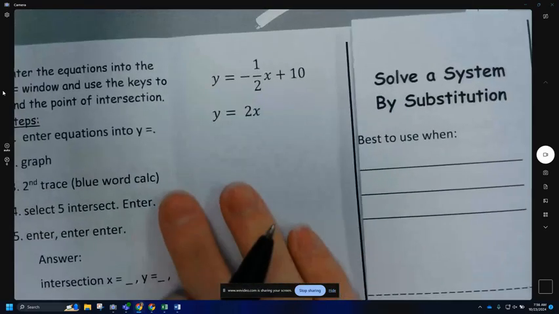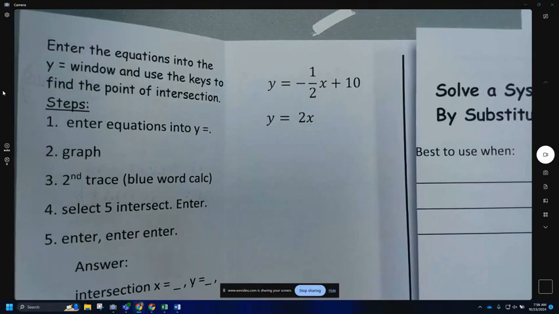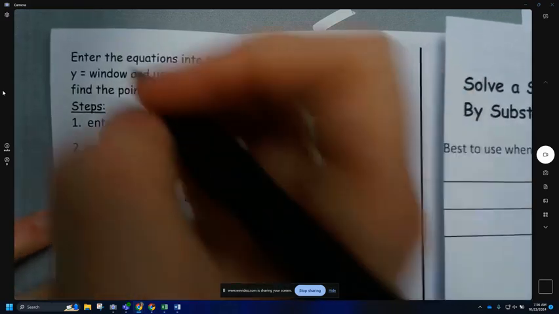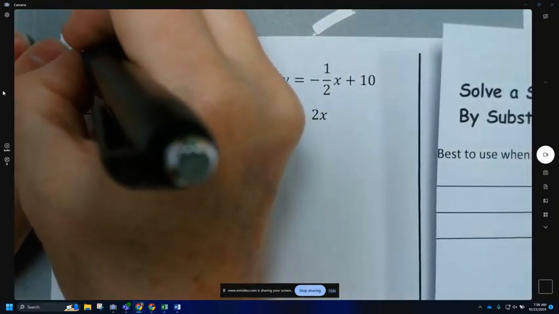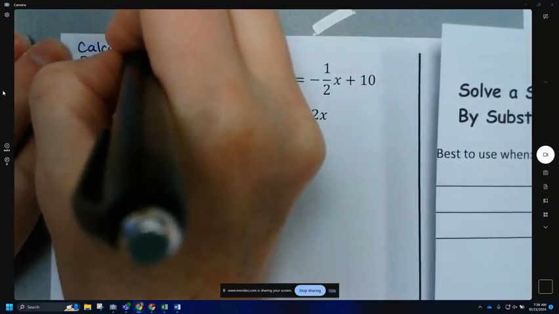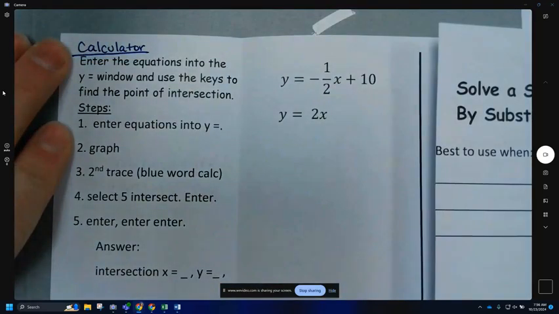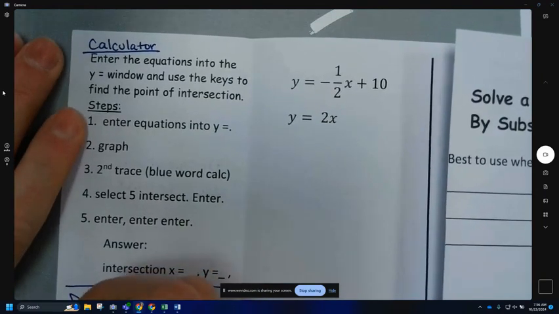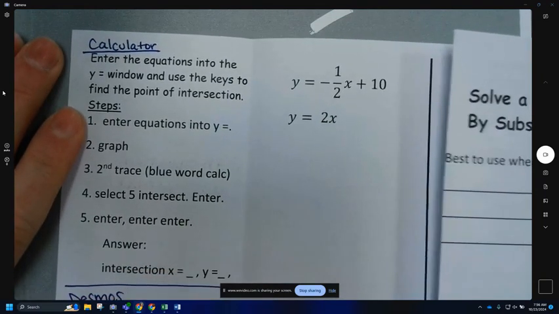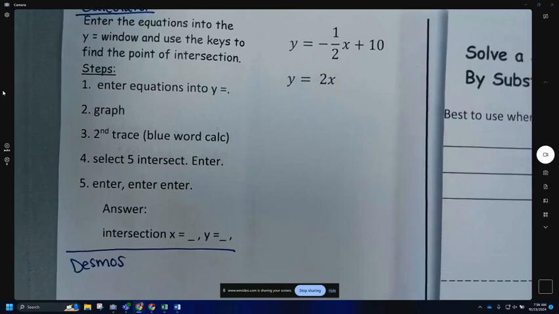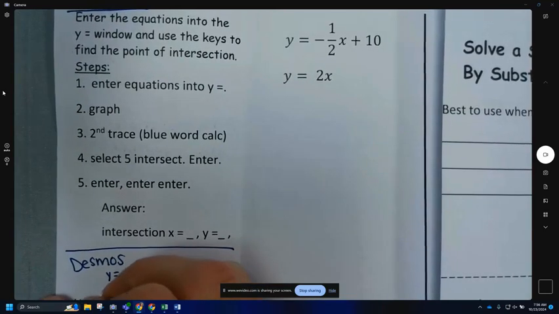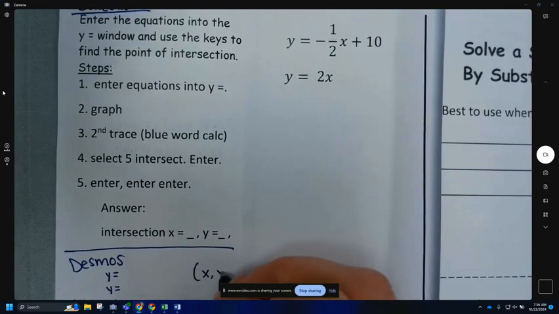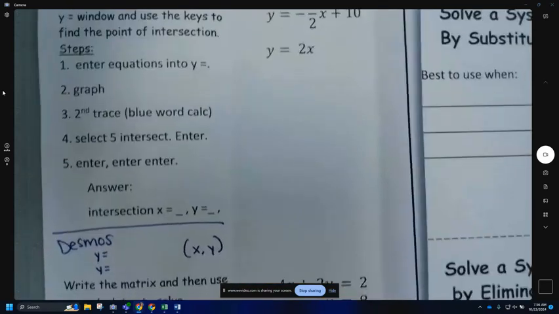So let's look at the inside of this. Enter the equations into the y equals window. Use the keys to find the intersection. Or we can use, this is for the calculator. Here are the steps for the calculator, which work just as well as Desmos. You can also use Desmos. We've already done this. You put in both equations, and then you find the point of intersection, x comma y, where they meet.